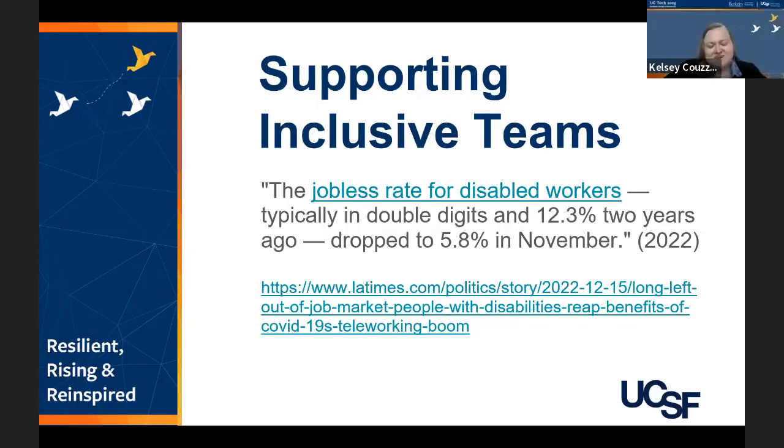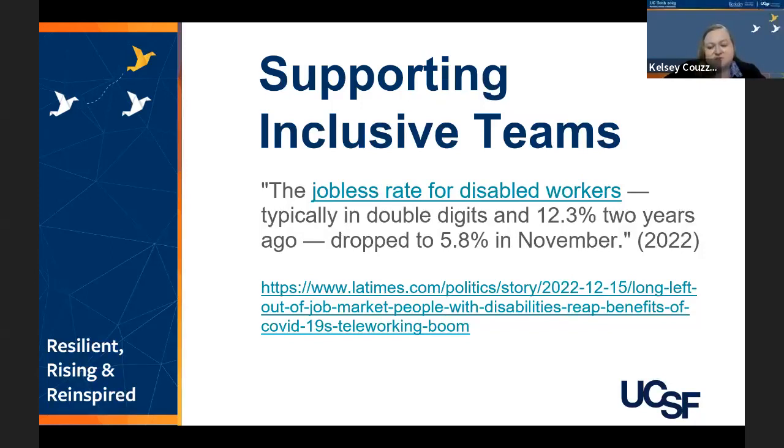Thanks. So as we had talked about, remote work is really important for people with disabilities, as well as for other types of lived experience that may require more flexibility. And as a result of the pandemic, the jobless rate actually declined tremendously due to remote work. It's usually in the double digits, and it went from 12.3% to 5.8%, which is the lowest it's ever been since they've started reporting it.